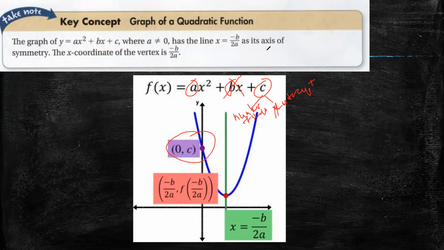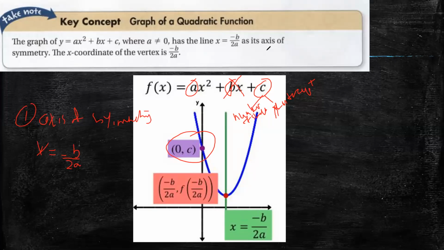Now, to graph it, we have to do 3 steps. The first step is to find the axis of symmetry. We find it by x equals -b over 2a. This is the first step. How can we find the axis of symmetry? x equals -b over 2a. I did it; this is the green one.